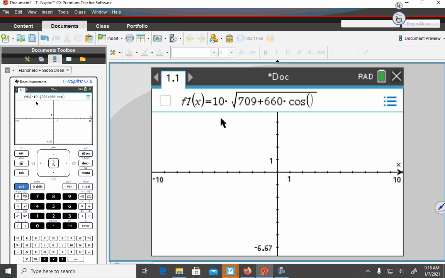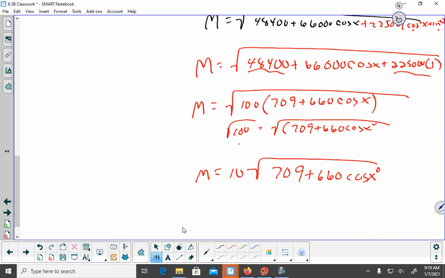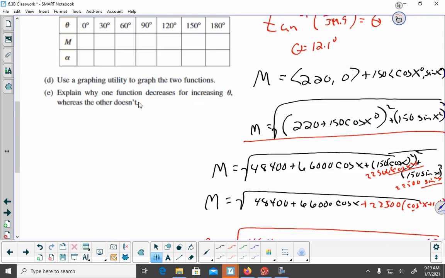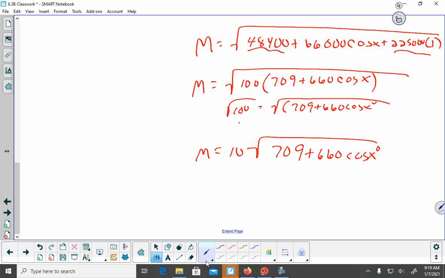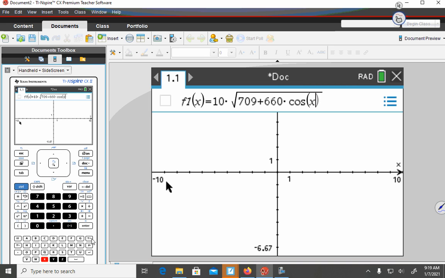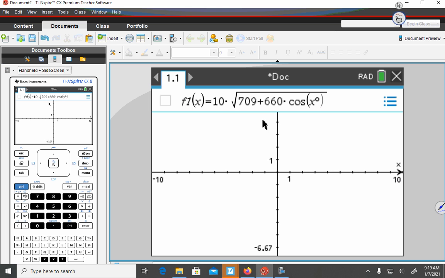And then I'm going to put, since my chart is in degrees. See how all these angles are in degrees? So I'm going to want to leave them in degrees. So I have to tell my calculator, even though you're in radian mode, I'm going to type degrees in on you. So I'm going to hit X, and then go over here and put the degree symbol in. So that's my formula that I have.